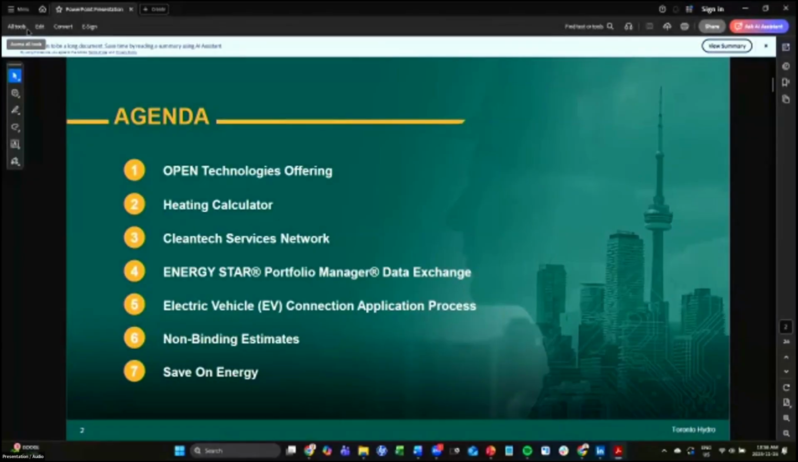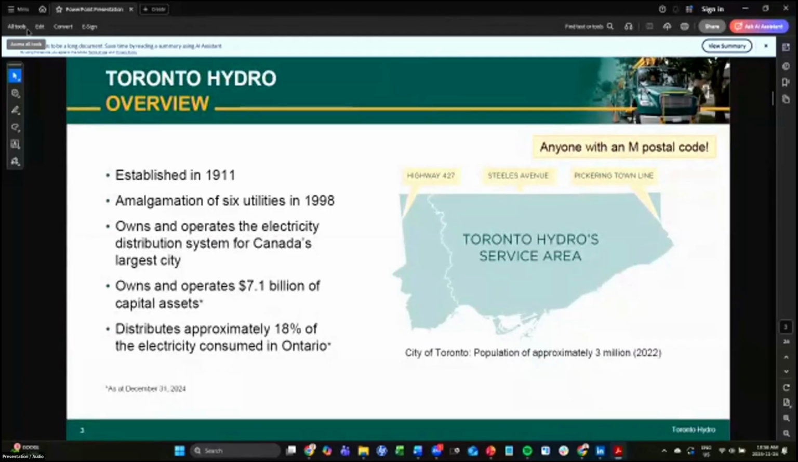All right, so these are the offerings that I'll be speaking about today. Try to get through things quickly. Just so that everyone's aware, Toronto Hydro is representing the city limits of Toronto, so the M postal code.